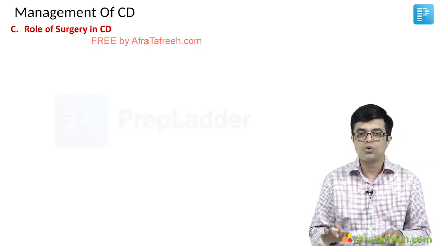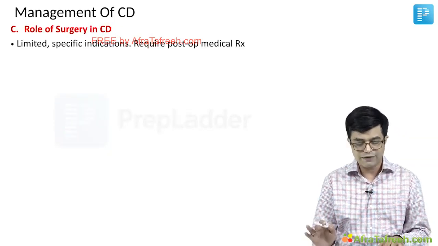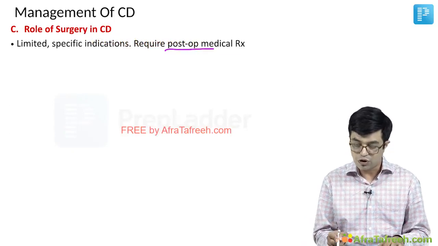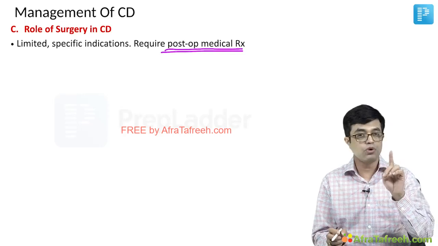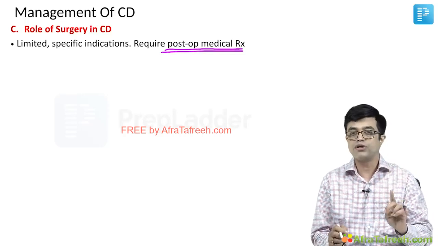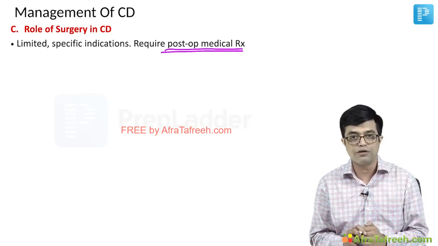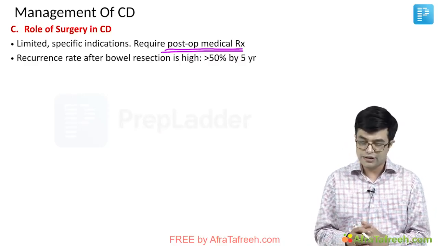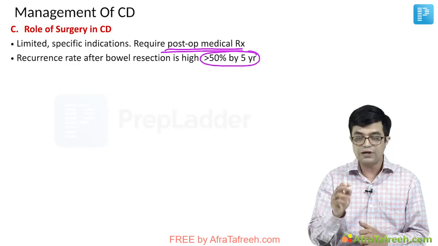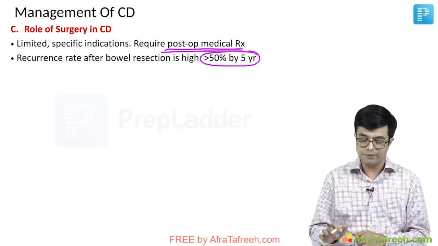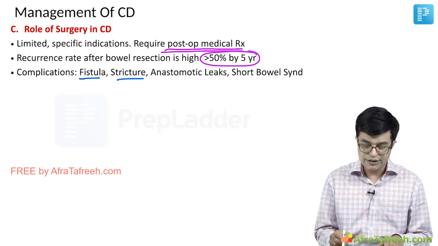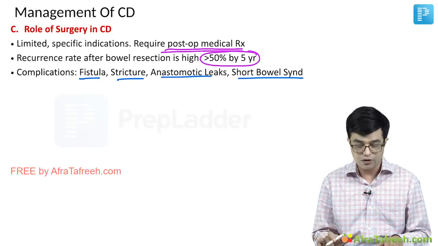There is a very limited role of surgery in Crohn's disease. Specific indications exist. And most of the surgical patients will require post-operative medical therapy. You need to give post-operative antibiotics or steroids or infliximab in the majority of these patients. Surgery shows a very high recurrence risk even after bowel resection. Risk is as high as more than 50% by 5 years after surgery. What are the complications of surgery? They include fistula formation, strictures, anastomotic leaks, and short bowel syndrome.